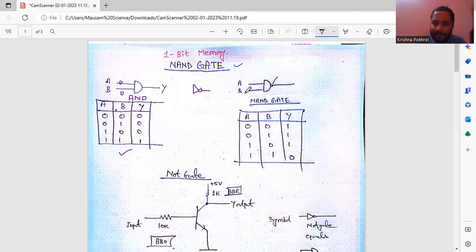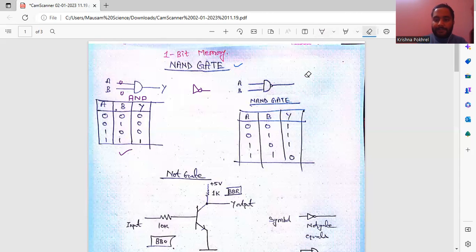If both A and B, or if any A or any B is 0, then definitely our output will be 1. Suppose A is 0 and we have not given anything to B, then what will be the output? We can predict it. It is simply 1, because whatever the value of B, the output will be 1. So we can take this NAND gate as a 0 sensitive gate. Whatever value is given on the other side, if any one input is 0, then the output will be 1. But the same thing cannot be predicted in the other case.